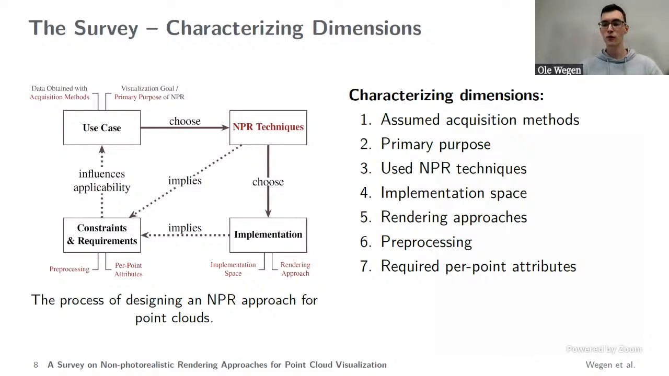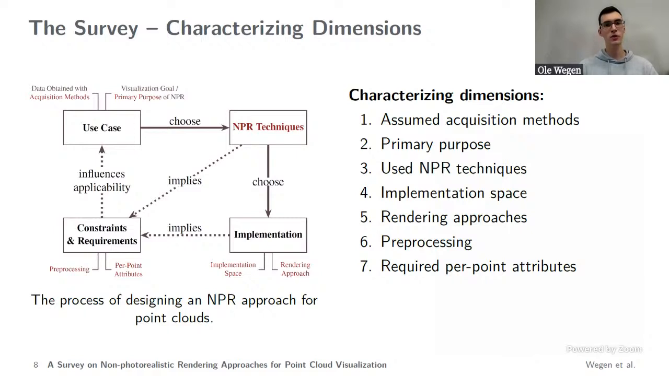And with the NPR techniques, we focus on mostly the visual result. So, for example, NPR techniques are transparency, hatching, stippling, feature line enhancement, and so on. Then your overall approach has to be implemented. And this implementation operates in an implementation space. So there are object space approaches, there are image space approaches, and also feature space approaches that work on high dimensional feature vectors. And you utilize a number of, or one usually, but sometimes multiple rendering approaches.